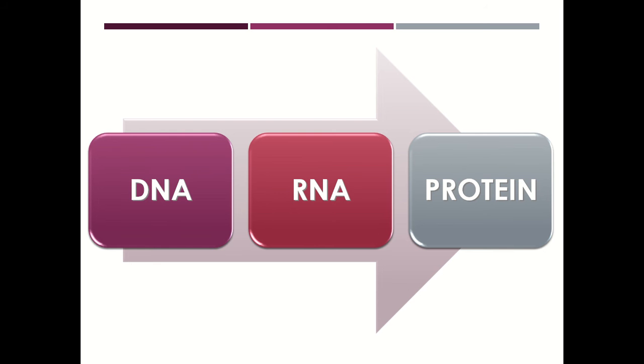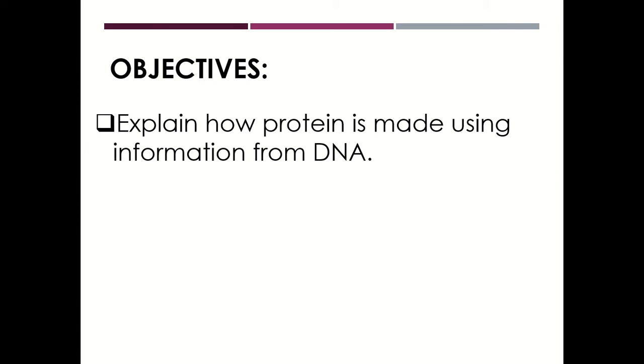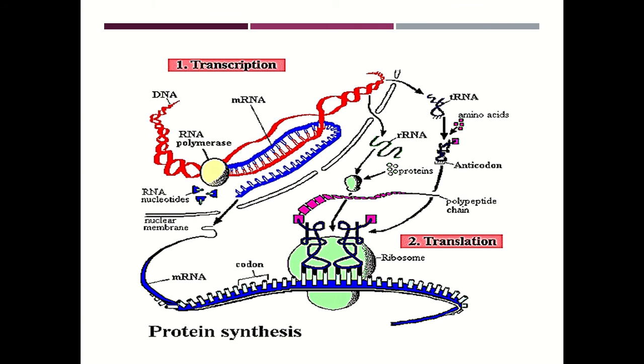Today let's talk about DNA, RNA, and protein synthesis. Our objective for today is to explain how protein is made using information from DNA. This one is an image of DNA. This is an image of how the DNA genetic code information provides for protein synthesis. We have the transcription, we have the translation, and we have the protein synthesis.